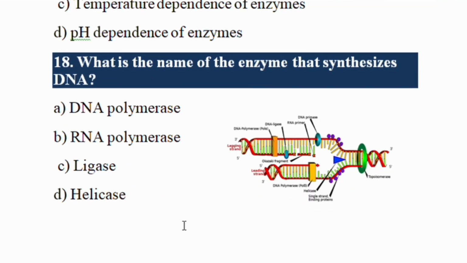Now the next is, what is the name of the enzyme that synthesizes DNA? Alpha is DNA polymerase, yes. DNA polymerase is involved in the synthesis of DNA.